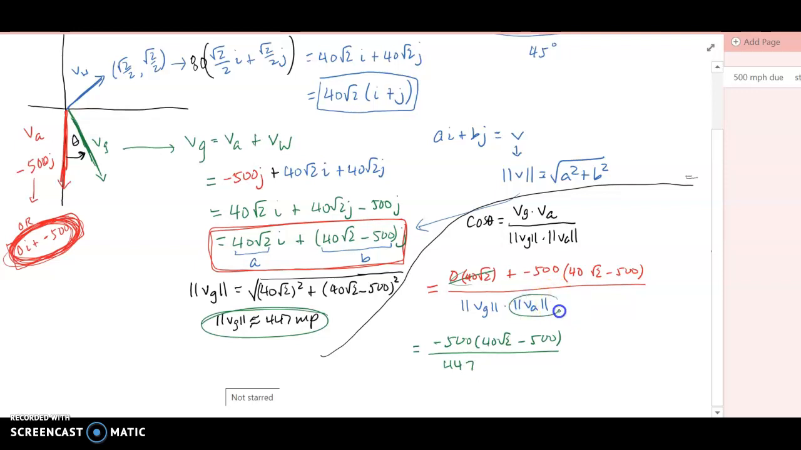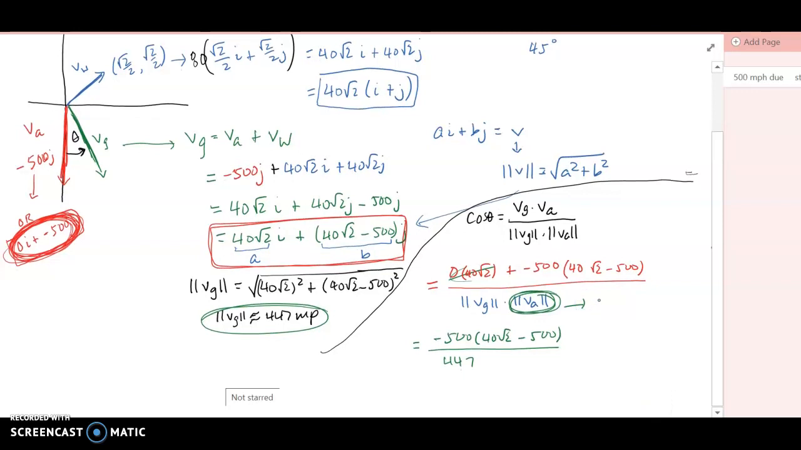For VA over here, where I'm circling, you have to do the same thing with the 0i plus negative 500j, but that turns out to be 500. When you do all of that, this turns out to be, rounded, 0.9920. But remember, it's the cosine of theta that is equal to 0.9920. When you do the inverse on your calculator, make sure you're in degree mode. You should get about 7.3 degrees.